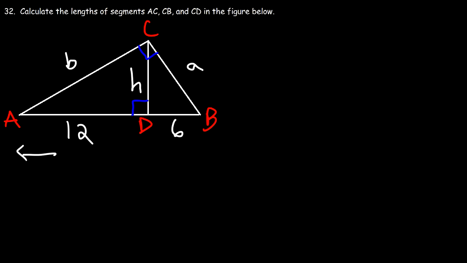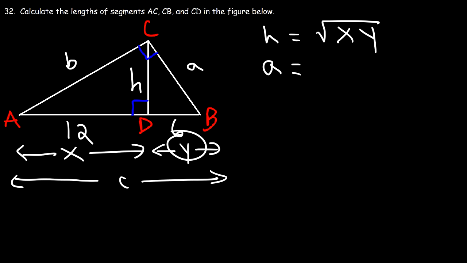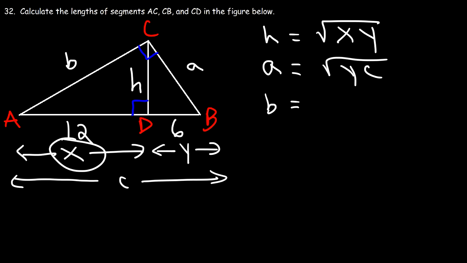Now I'm going to call 12, or AD, x. DB is y. And the sum of x and y is c because that's opposite to angle C. Now to calculate h, you need to know that h is the geometric mean of x and y. a is the geometric mean of y and c. And b is the geometric mean of x and c, since x is closest to b. So those are the formulas that you need to know to calculate a, b, and h.